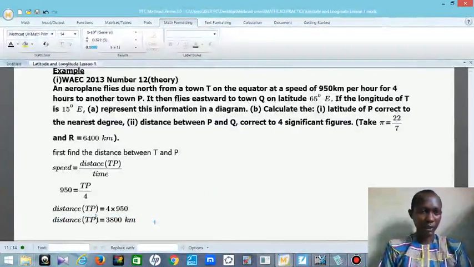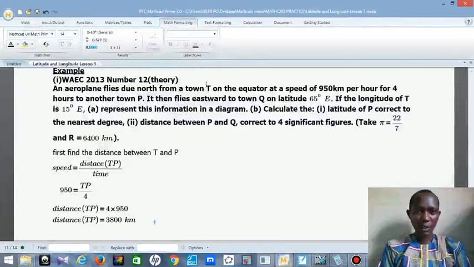This distance is going to assist us, because remember, for distance between 2 points, you need to get the angles between the 2 points. For now, we don't know the angle of T or the angle of P, but we have the distance between T and P. So that one is settled.